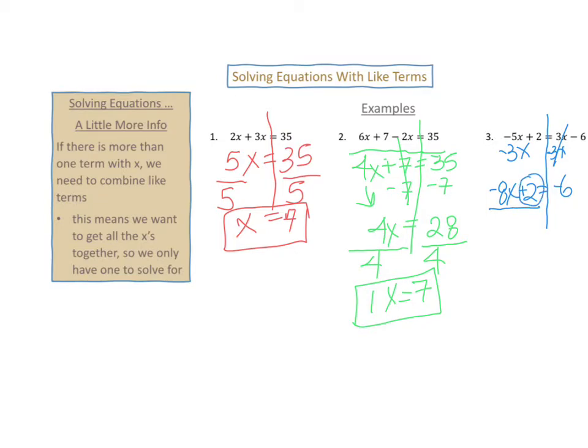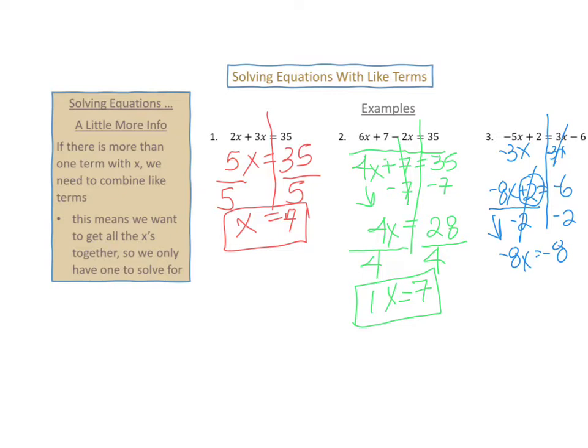Opposite of positive 2 is negative 2. Whatever I do to one side of the equal sign, I have to do to the other. And that goes away. I bring down my negative 8x. Negative 6 minus 2 is negative 8. There we are. All our letters are on one side, all our numbers are on the other, except I don't want to know what negative 8x equals.